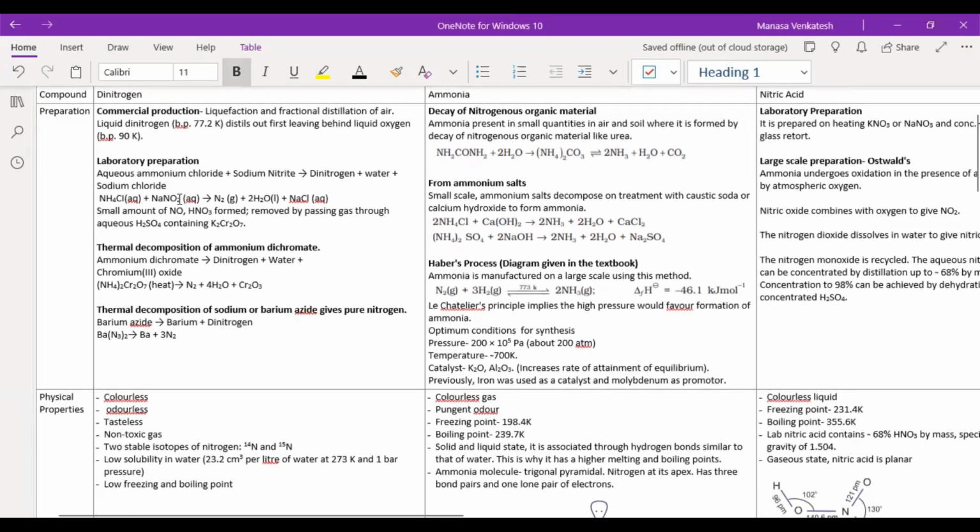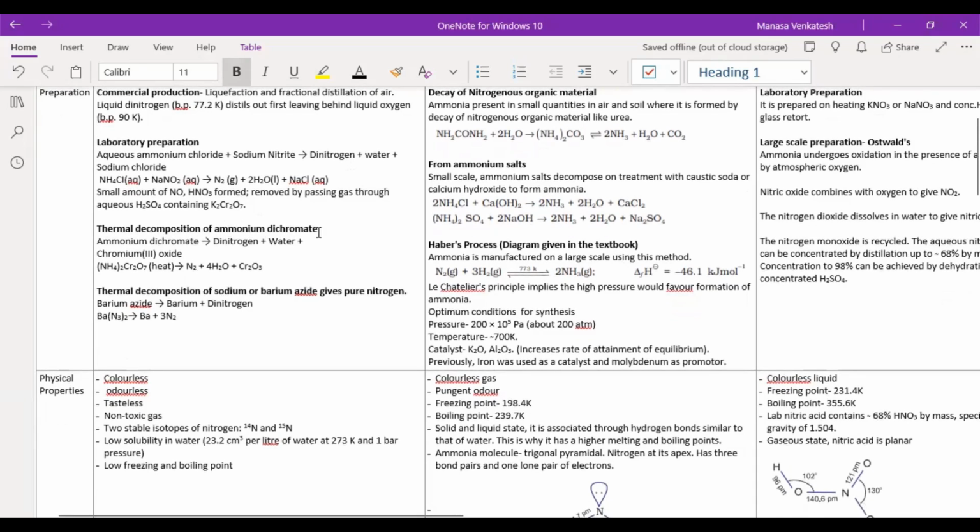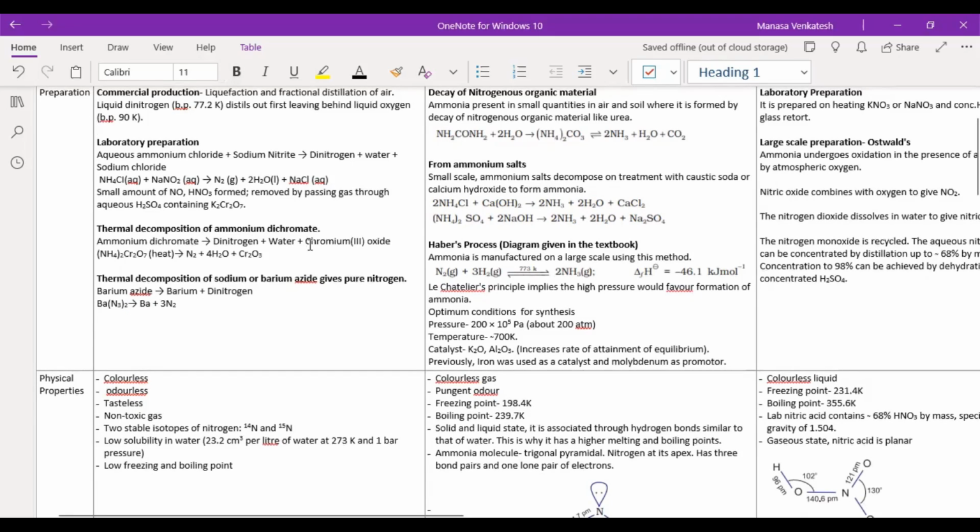Laboratory preparation, you have the ammonium chloride reacting with sodium nitrite to give us dinitrogen, water, and sodium chloride. And nitrogen oxide and nitric acid are also formed over here, and they are basically removed by passing the particular gas through sulfuric acid, which has potassium dichromate. The next one is thermal decomposition of ammonium dichromate, which gives us dinitrogen and water, as well as chromium 3 oxide. The reaction is given over here.